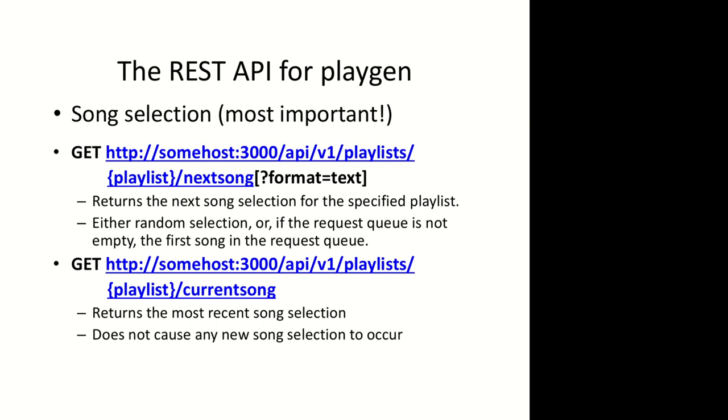Here's the most important one: next song. This is the one that actually goes to Playgen and says, okay, go find the next song out of that random list and return it. And so this moves you up to the next song in the list. Every time you call this API, you will get another different song.